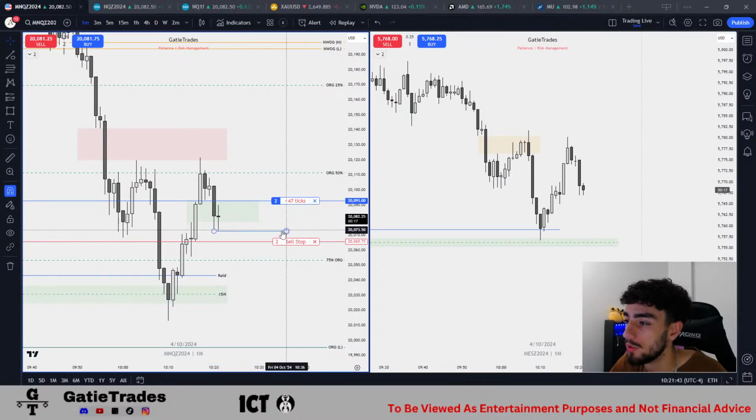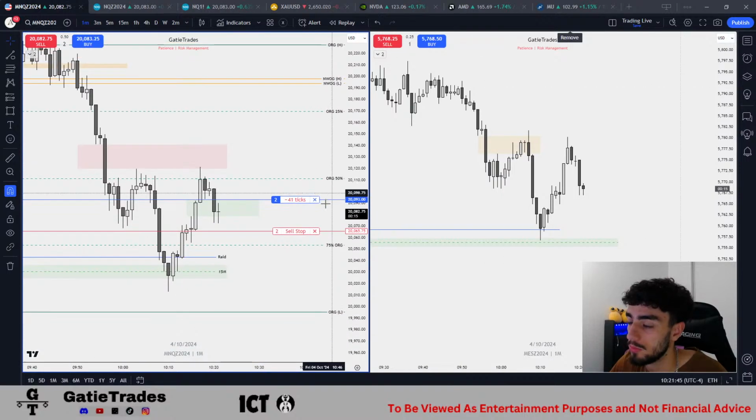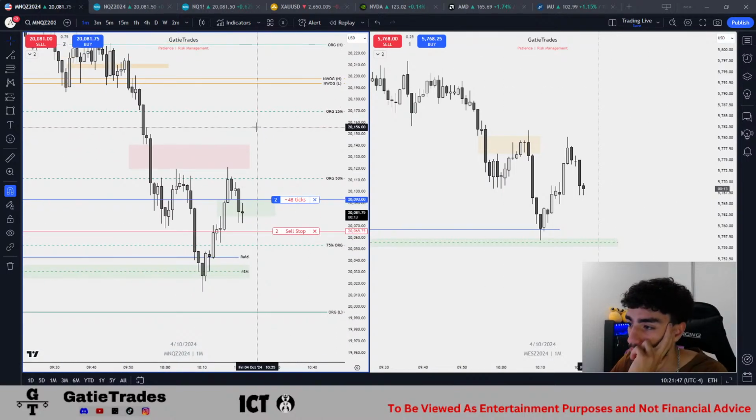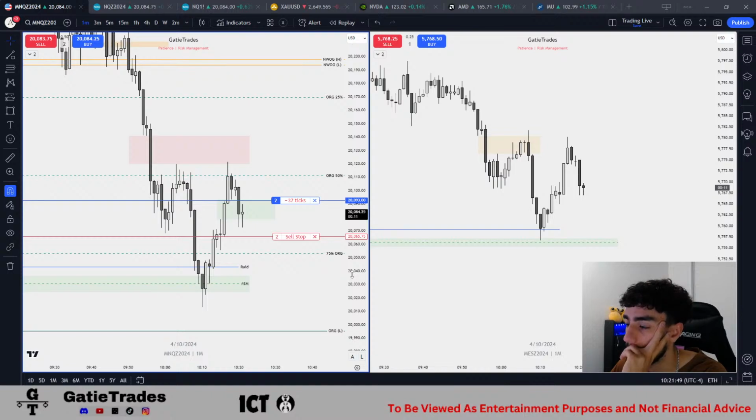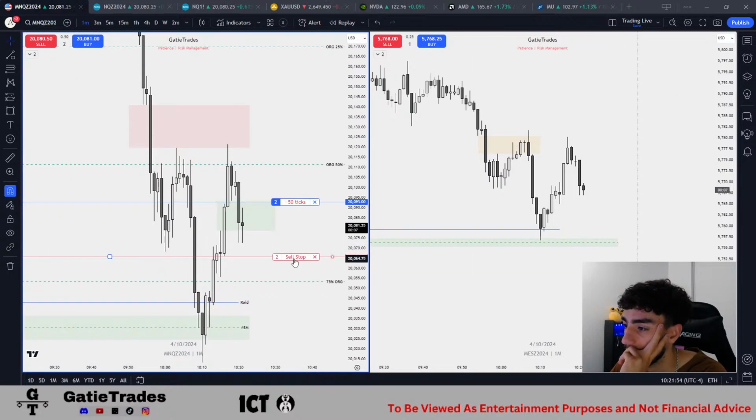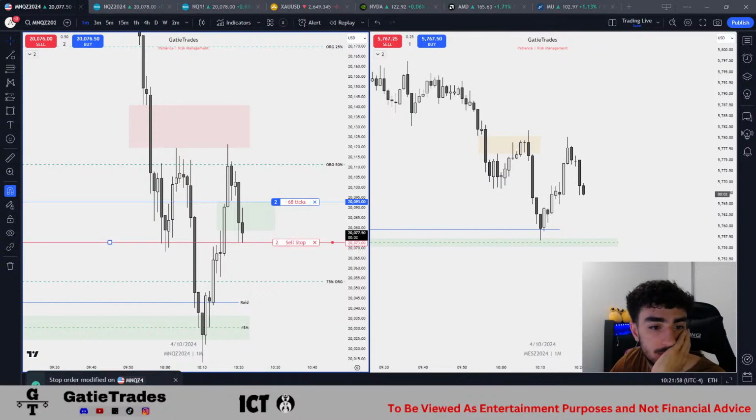Is this a unicorn confirmation? No. Even if it was, this would be a low probability unicorn. We could put our stop loss higher now because if it goes any lower, we're putting our stop loss here, guys.